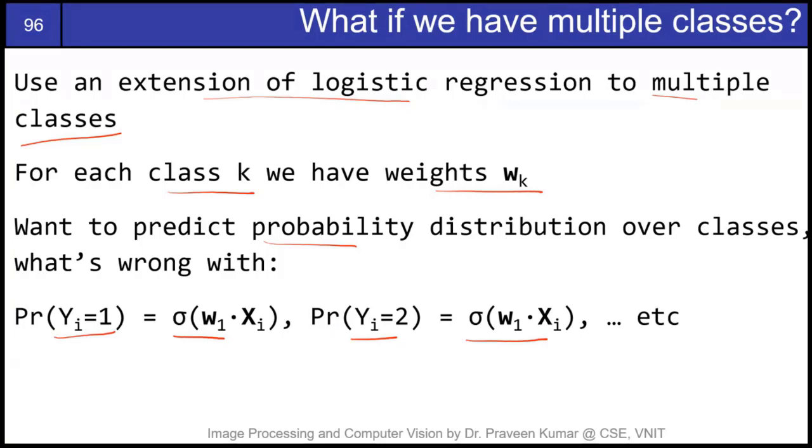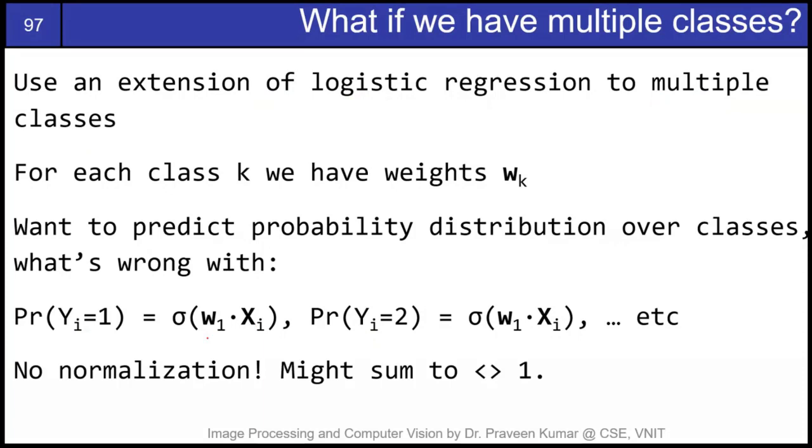So more than one class label is possible. In that case, it is okay, because here there is no normalization being done. So all the probability values, if you sum them, may be less than 1 or greater than 1. There is no normalization. So more than one output class may have high probability, or more than one class may have low probability, and so on.